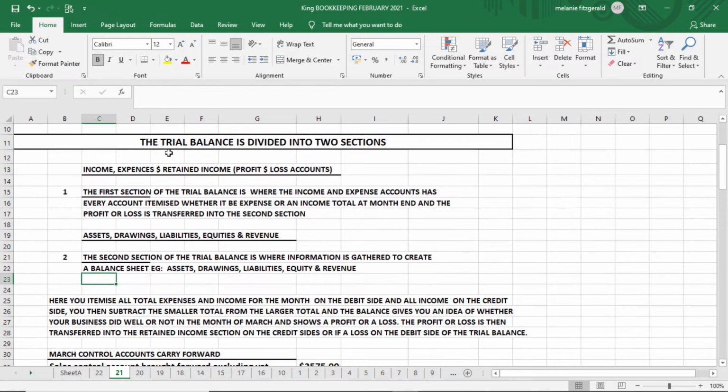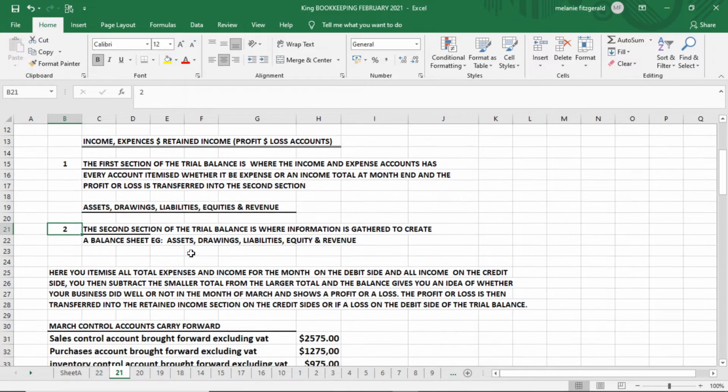All right, so the trial balance is divided into two sections: income, expenses, and retained income, profit and loss accounts. The first section, number one, of the trial balance is where the income and expense accounts have every account itemized, whether it be an expense or an income total at the end of the month, and the profit and loss is transferred into the second section.